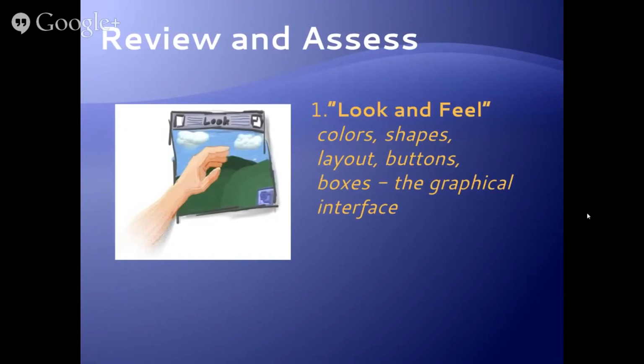So of the five, the first one we're looking at is the look and feel of the website. These are the colors, the shapes, the layout, the buttons, the boxes, the whole graphical interface as you look at the site. So we're looking at the overall attractiveness of the site, including the layout. Is it consistent and intuitive? Does the color scheme seem to work? Are the buttons and boxes on the site well positioned and placed? And do they seem to work together?